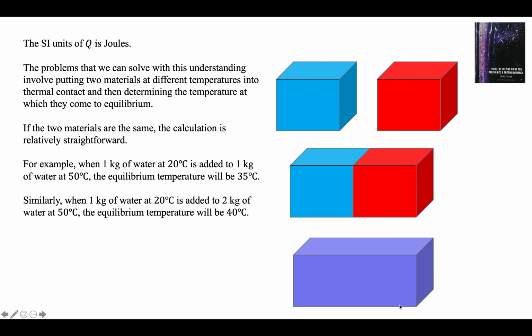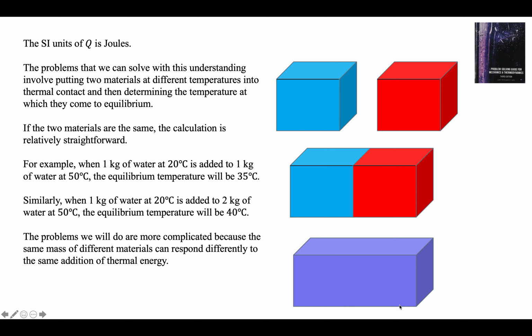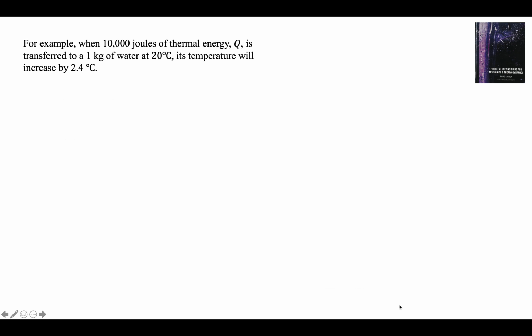Similarly, if 1 kilogram of water at 20 is added to 2 kilograms of water at 50, the equilibrium temperature will be 40. Makes sense. The problems we're going to do are more complicated because the mass of different materials can respond differently. The same mass can respond differently to the same addition of thermal energy. If you heat up silver and water with a Bunsen burner, the final temperature will be very different for the same amount of thermal energy transfer.